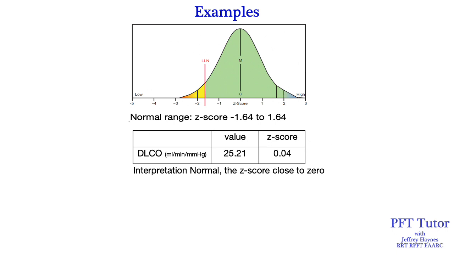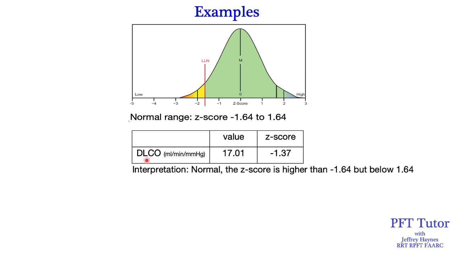So the z-scores, as I said, can be used for any PFT variable, so let's look at DLCO. In this example, the measured DLCO is 25.21 mLs per minute per millimeter of mercury. It has a z-score of 0.04. So that's going to be right here at the center of the bell curve. This would be called the average or the predicted value. So this is easy. It is normal because the z-score is close to 0.